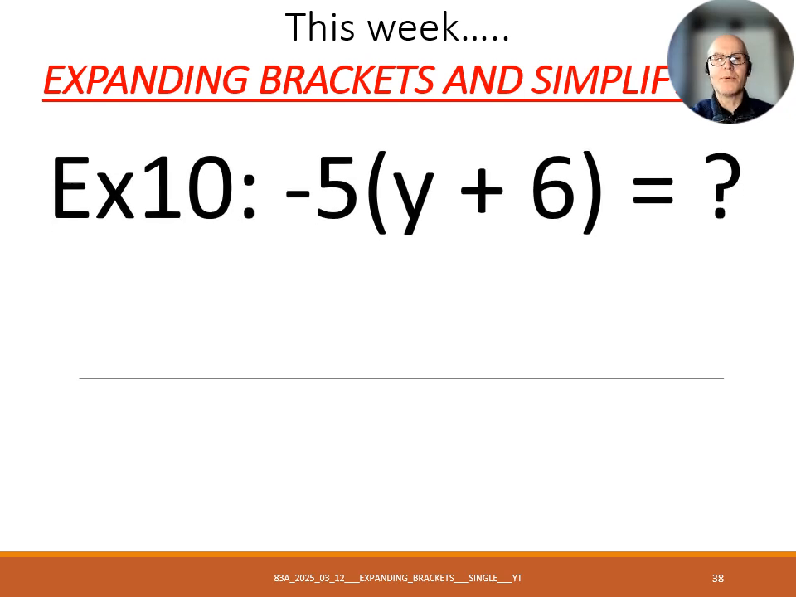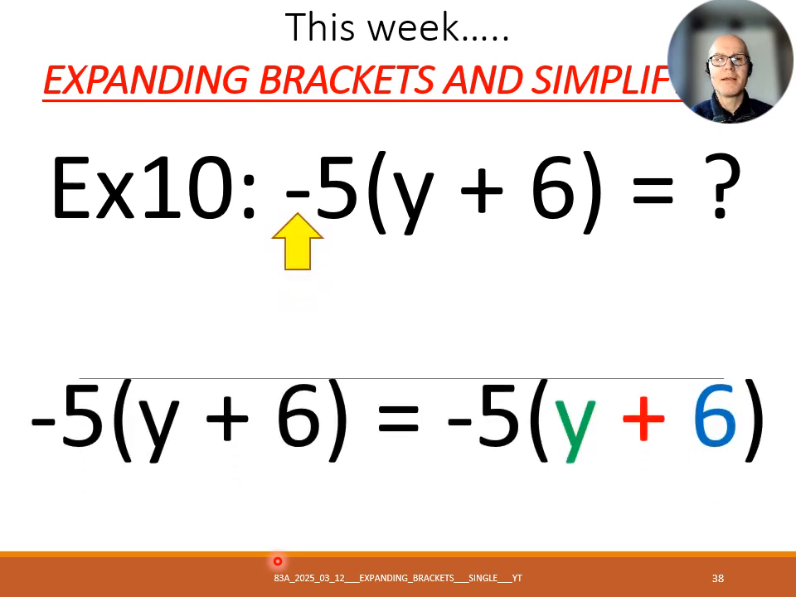Let's look at this example, example 10. Negative 5, open brackets, y plus 6, close brackets. We've got a negative number outside, and we've got a combination of variables and numbers inside. Colour code it up again. First part of the equation is going to be negative 5 times y, and then the second part of the equation is going to be negative 5 times 6.